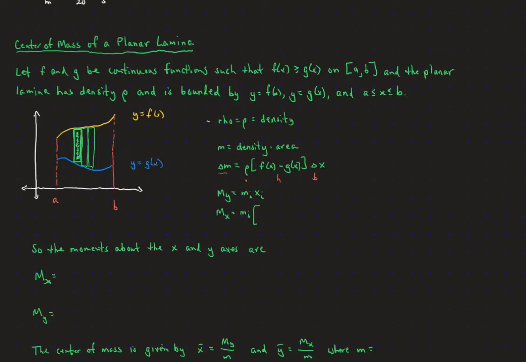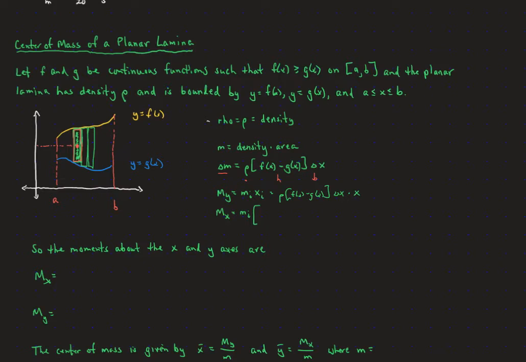Now the moment about the y-axis is going to be that mass times its distance x to the y-axis. So our moment about the y-axis is rho times f of x minus g of x times delta x, that's our mass, and then times that value of x. That's our distance. We're imagining that we take the mass of this rectangle and put it at a single point right there in the middle of that rectangle. And so our distance to the y-axis is going to be the x-coordinate of that point, and that's what we're seeing in our little delta moment there.